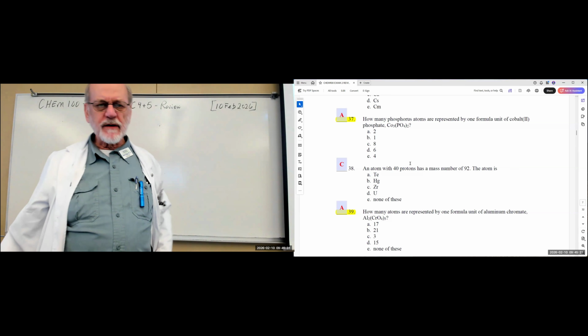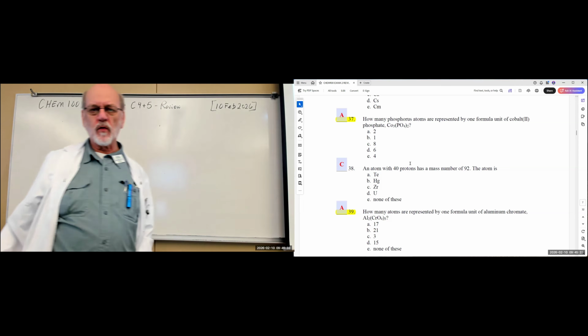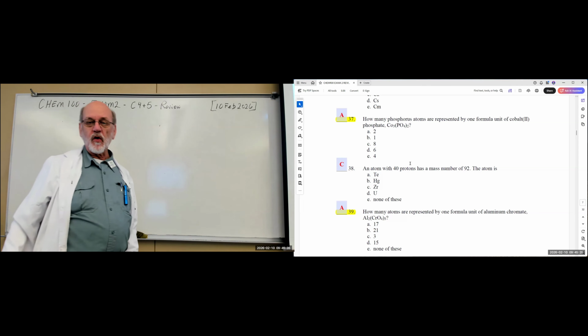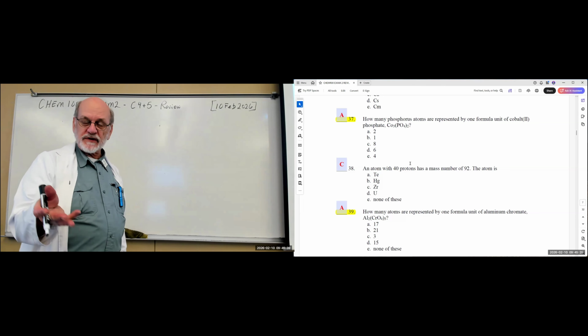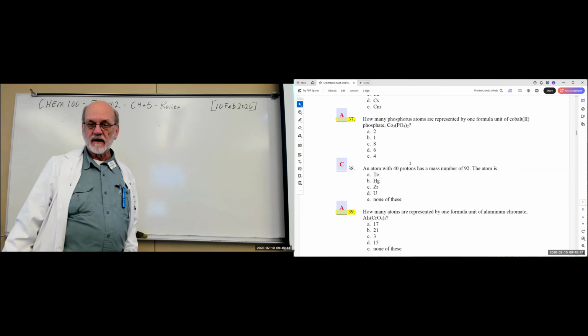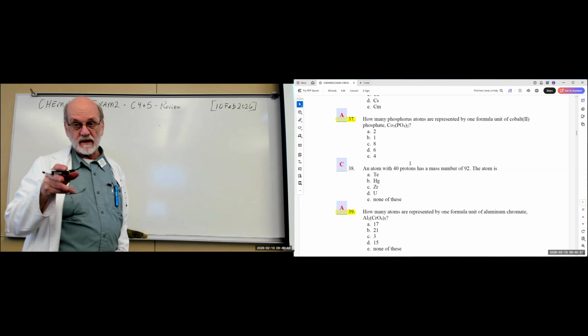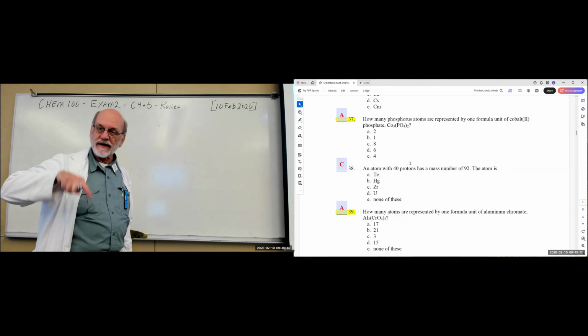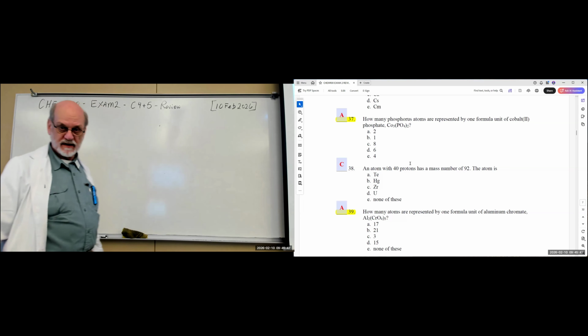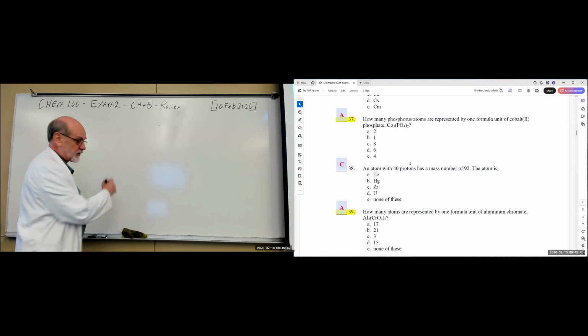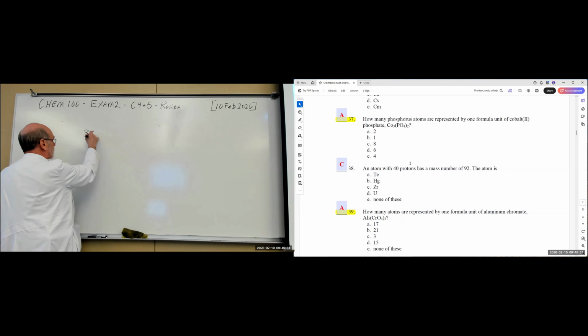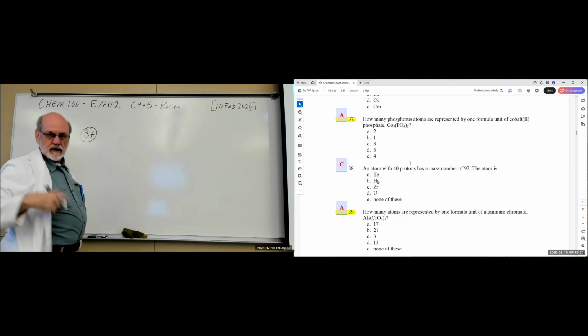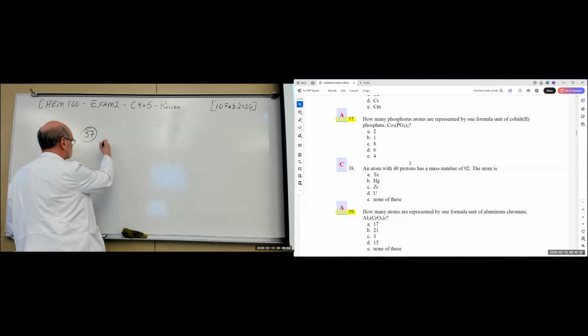All right. How many phosphorus atoms are represented by one formula unit of cobalt-2 phosphate? And the author of the problem is kind enough to give you the formula. But if you didn't have the formula, you would have to know how to write the formula from the name. All right, so for 37, let's do it that way. Cobalt 2 phosphate.